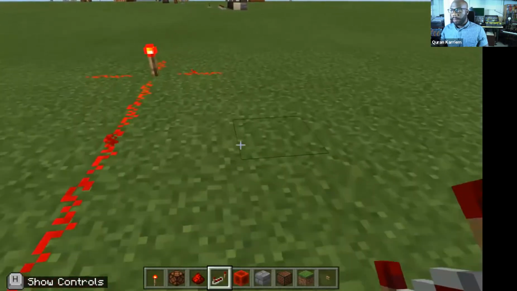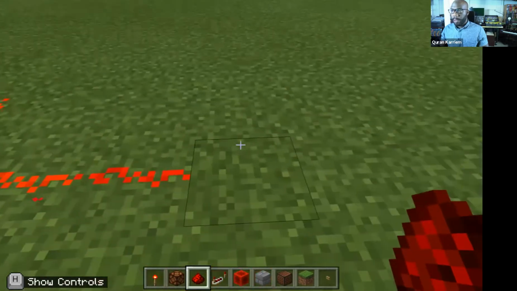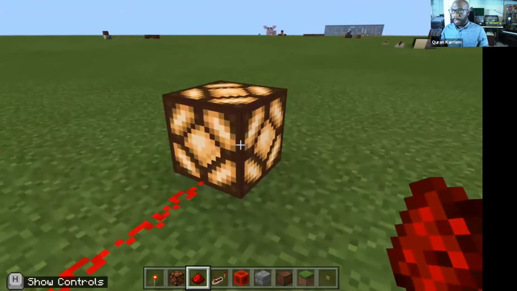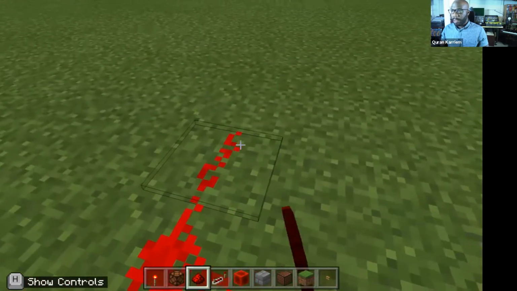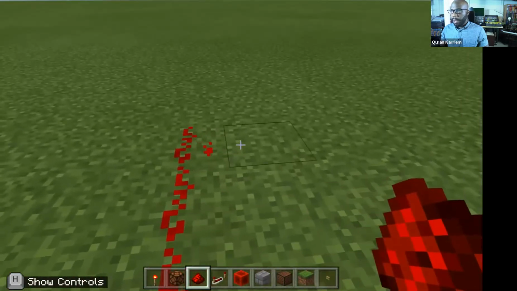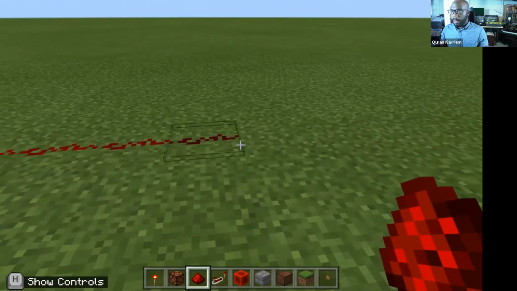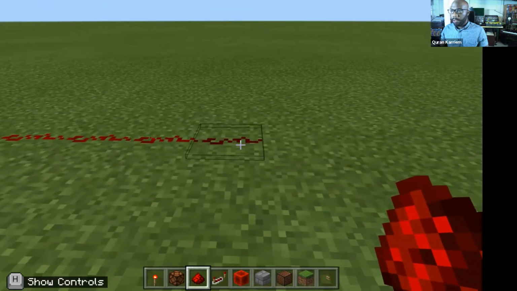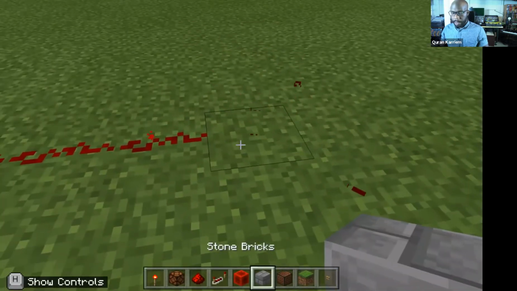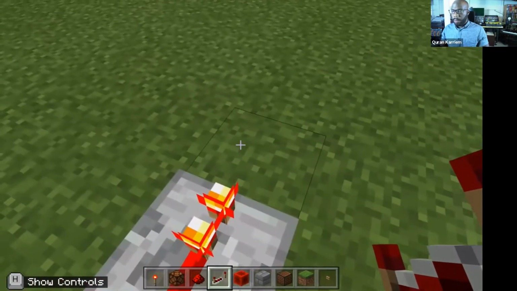Similarly, right, it doesn't have to be a straight line. So I could take another path here, right? So I could do that. And again, it's still going to be 15 blocks of distance, even if I put a lot of turns in my path, right? You can see it starting to fade out. And that's the 16th. So it's faded out. But again, I can put a repeater and then I can keep going.